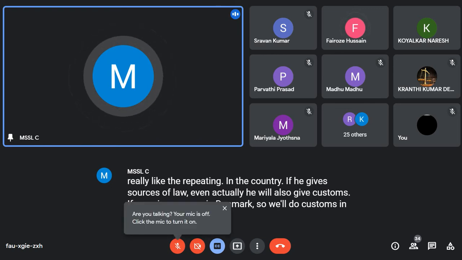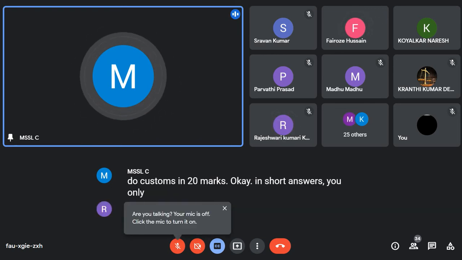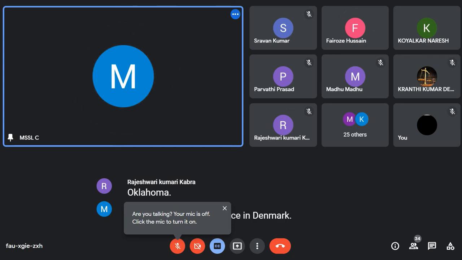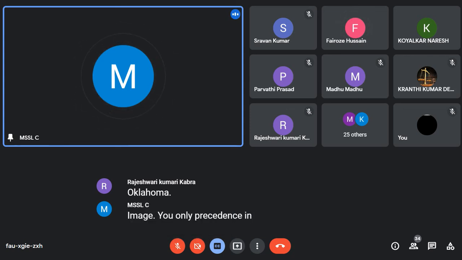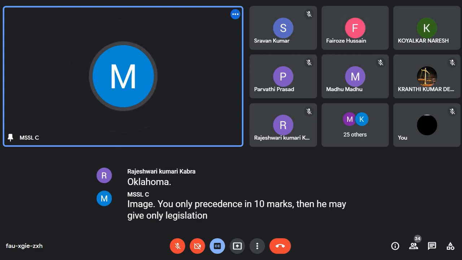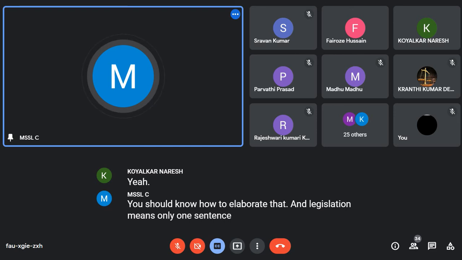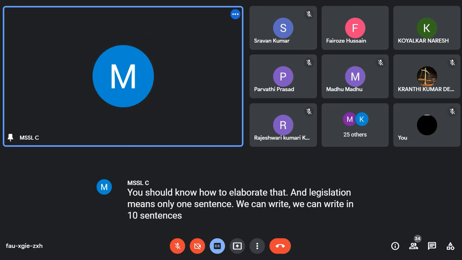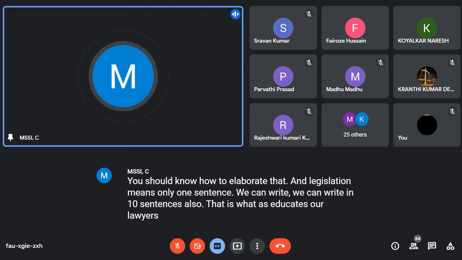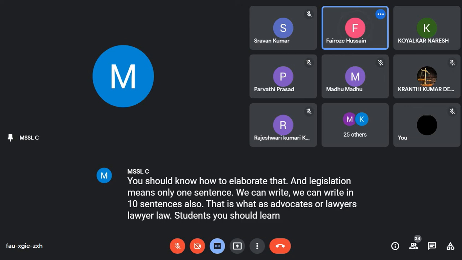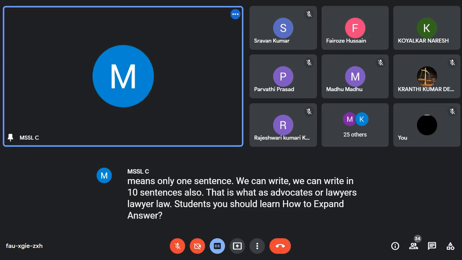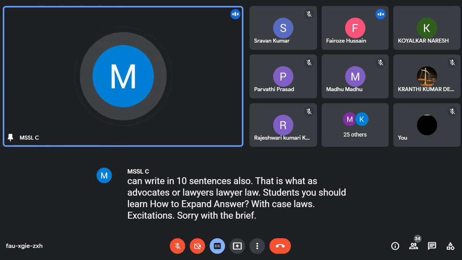In short answers, he may give only precedents in 10 marks. Then he may give only legislation in 10 marks. You should know how to elaborate that. Legislation means only one sentence we can write. We can write in 10 sentences also. That is what, as advocates or law students, you should learn: how to expand the answer with case laws, with citation, with brief examples and all.